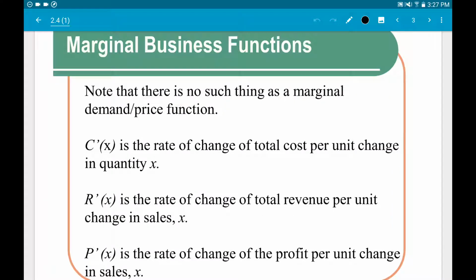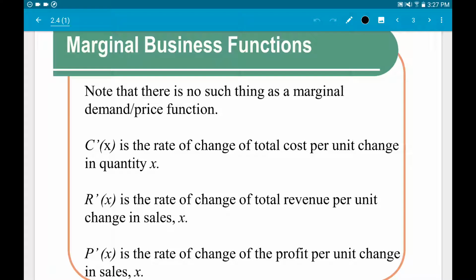Note that there's no such thing as a marginal demand or price function. You as the business set the price. Wouldn't make any sense to do an instantaneous rate of change of a price you set. Okay, so there is no marginal price function.